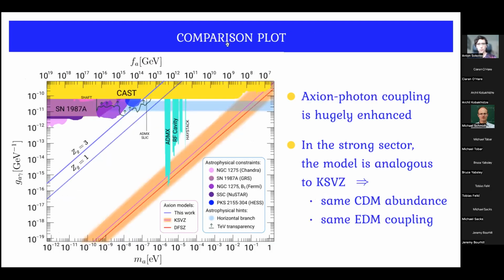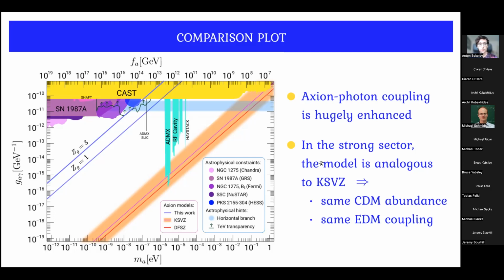So here I show the comparison plot. You see that now the lines which correspond to this case with KSVZ-like models, but with the magnetic charge running in the loop, yield axion-photon couplings which are much larger and much closer to the values predicted by astrophysical hints and to the values which can be probed by astrophysical observations or by future experiments.